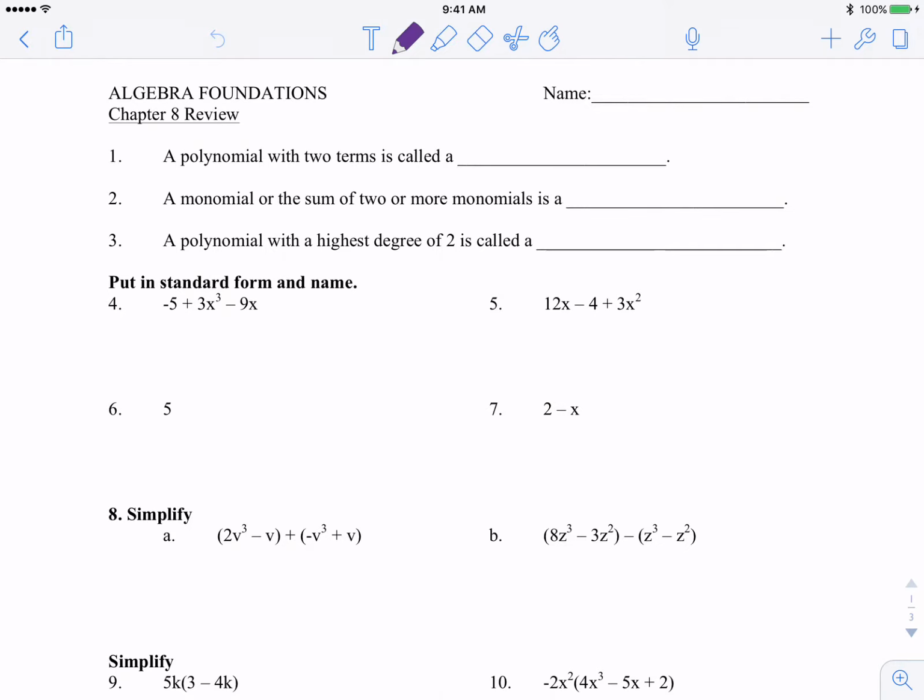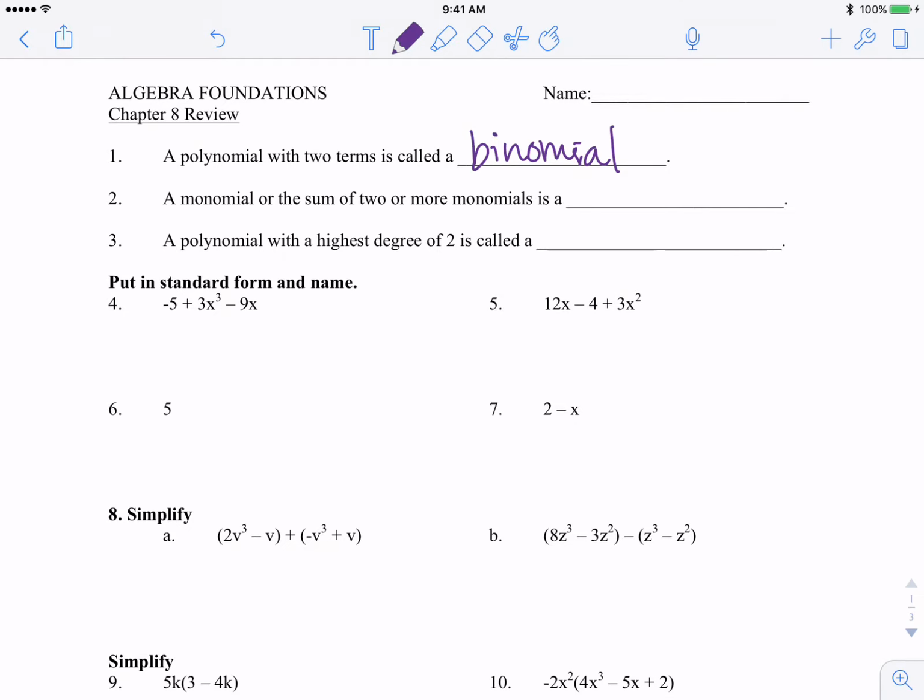We're going to go over your Chapter 8 review on polynomials. So number 1, a polynomial with two terms is called a binomial. Remember that the prefix bi means two, like a bicycle has two wheels. So two terms means binomial.